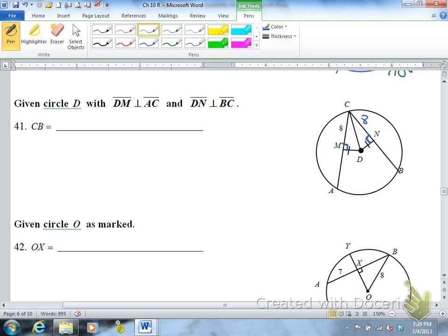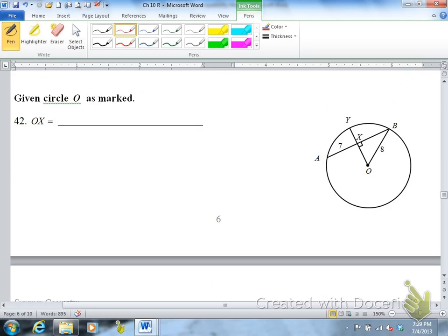And since those are perpendicular, this is actually from a lab. You have a chord, and you have a perpendicular bisector. So that means these two segments are equal. That means this segment is also 8, so 16 units would be the answer.